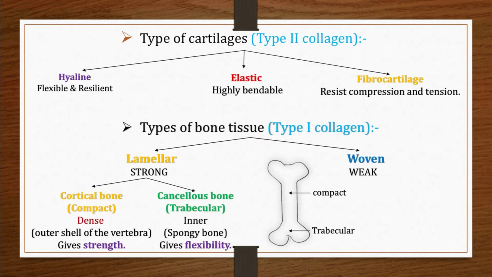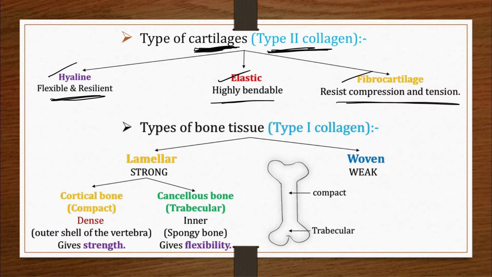Since osteoarthritis is a joint disease, let's talk about the basics first. We have cartilages that contain type 2 collagen. How to memorize this? Cartilage, but some people, the idiot like me, call it cart-ilage. Cart2 means type 2 collagen. We have hyaline cartilage that is flexible and resilient, elastic cartilage that is highly bendable, and fibrocartilage that resists the compression and tension in the joint.